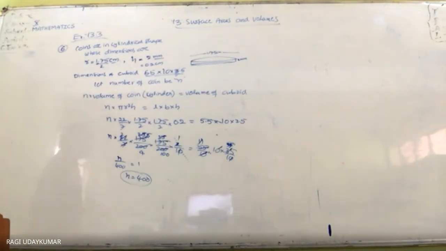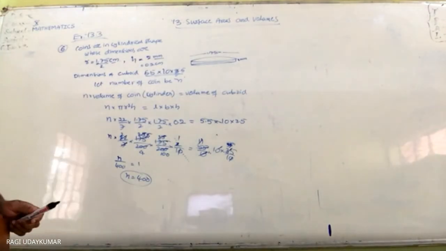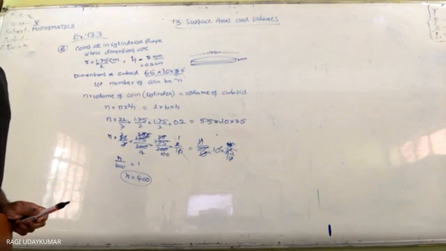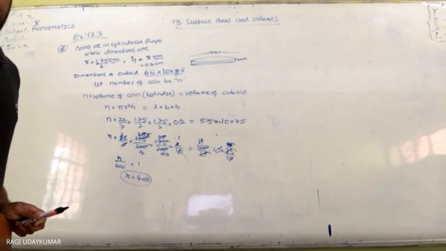Calculation can be done in any way. Just simplification is only there in this. So let us move to the next question. 7th question, 7, 8, 9 questions. The 7th question is given to you, a cylindrical bucket. Okay, I will show it to you. Wait.